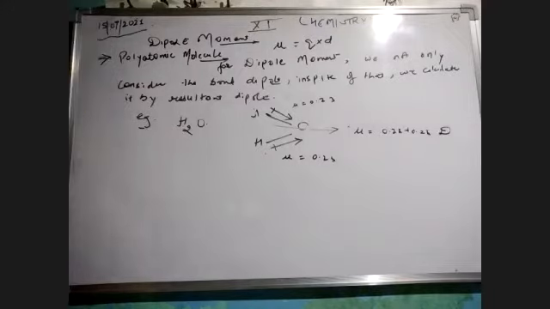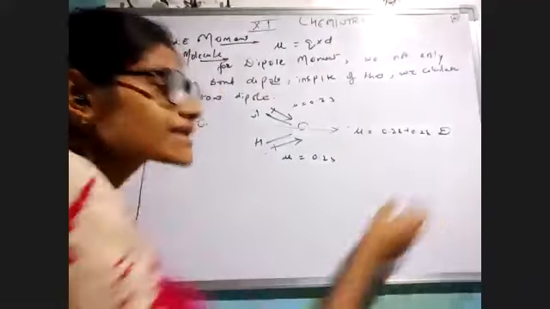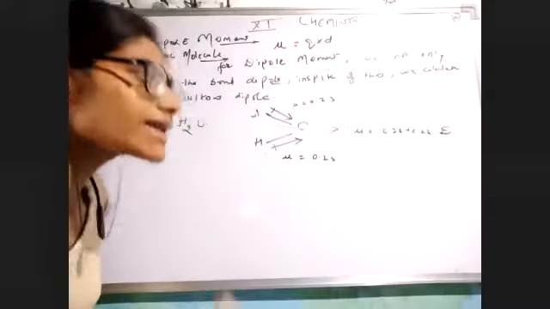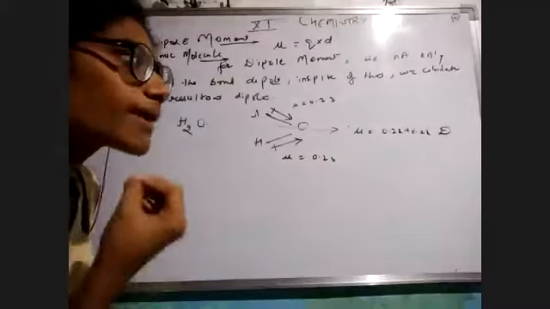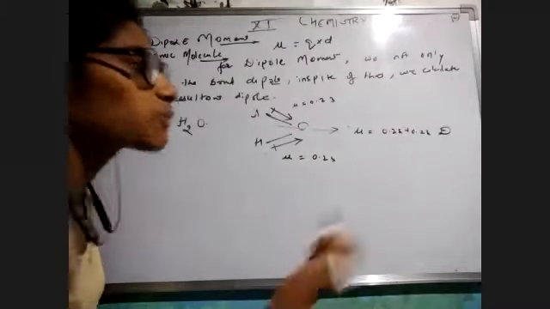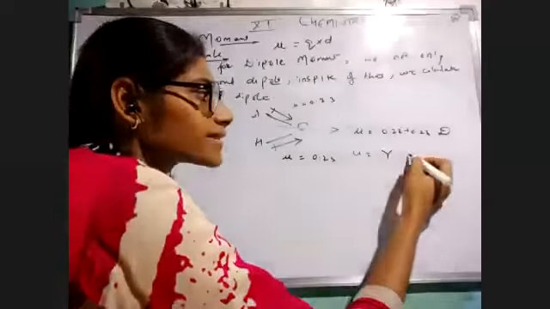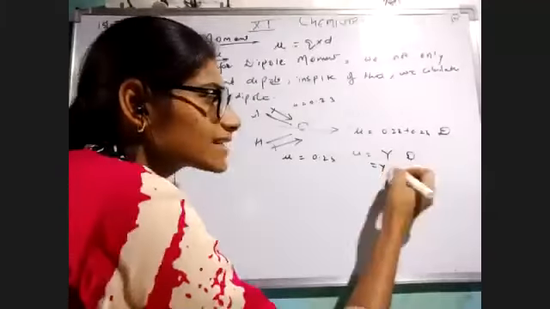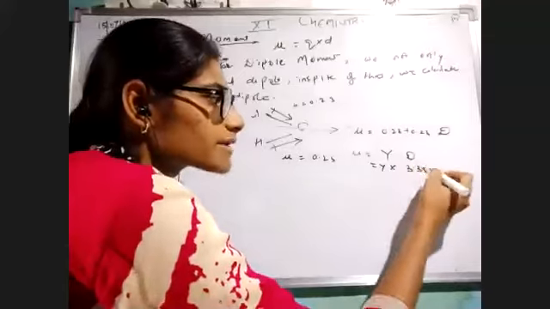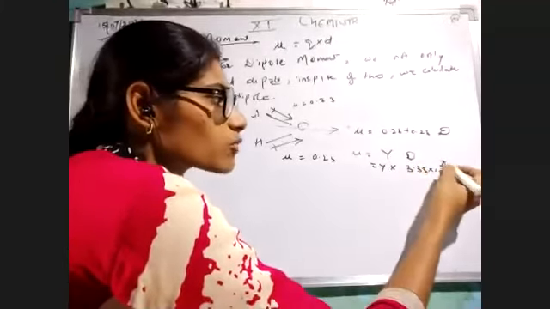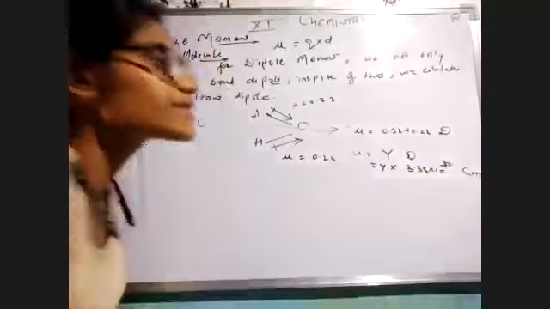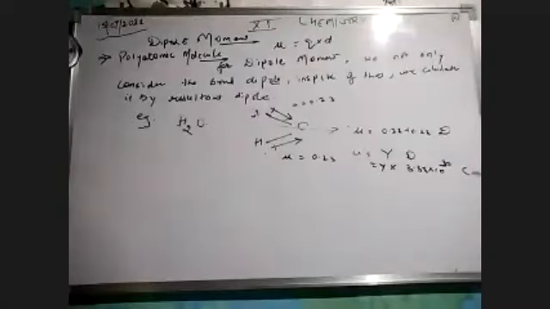Now, moreover, I have told you in the previous class that 1 Debye is equal to 3.33 into 10 raised to power minus 30 coulomb meter. So if suppose my resultant dipole moment comes to be some value, then this Debye can easily be converted into coulomb meter by multiplying with this particular constant, that is 3.33 into 10 raised to power minus 30 coulomb meter. Clear? Okay, this was all about this.